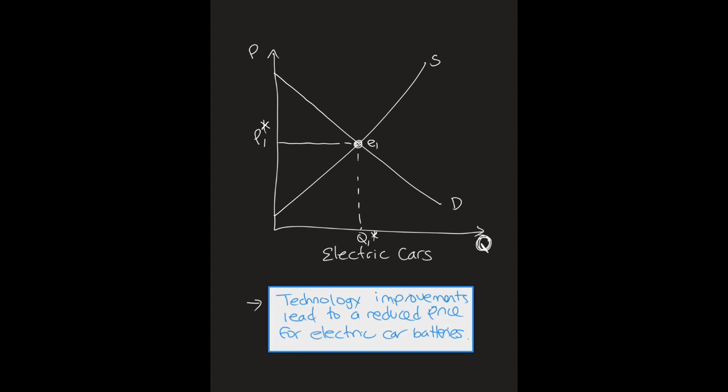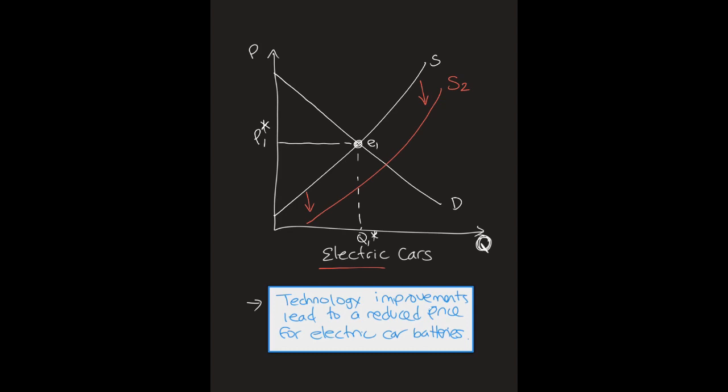So what is the electric car battery? Well, it's an input into the production of electric cars. So when that price falls, it is now cheaper to produce electric cars per unit, and therefore you get an increase in the supply of electric cars. Now, there's basically a rightward shift of the supply curve, and therefore an increase in the supply.